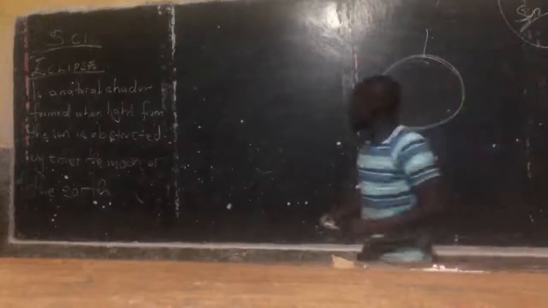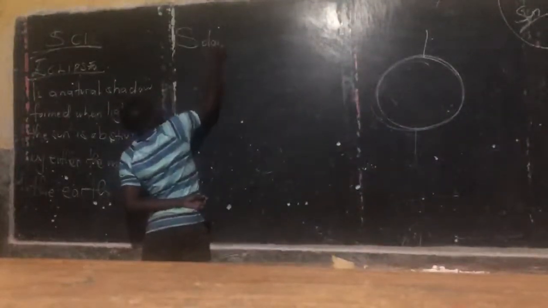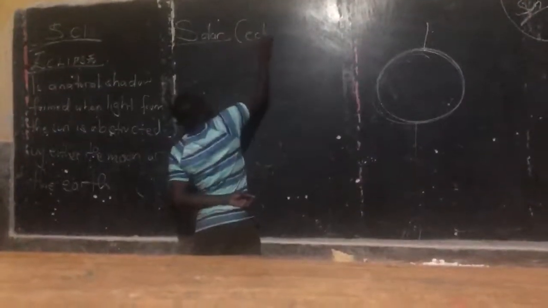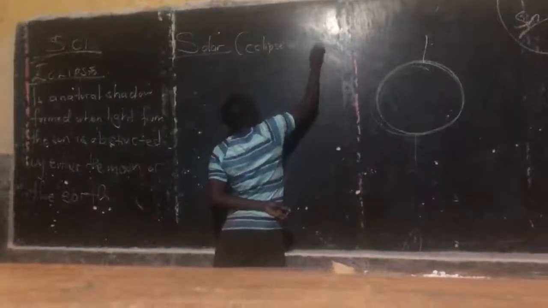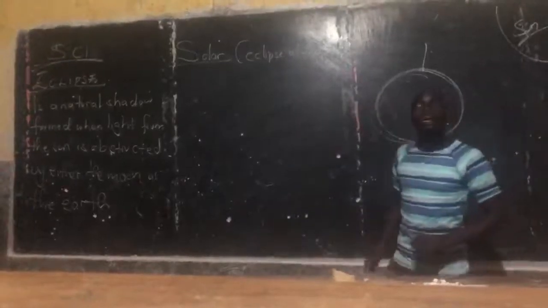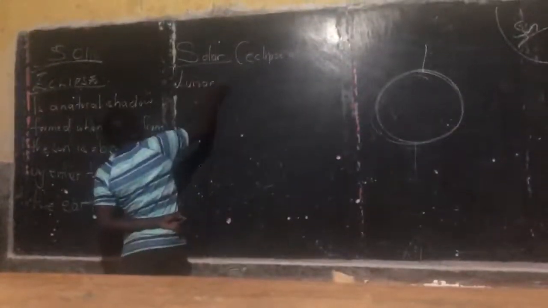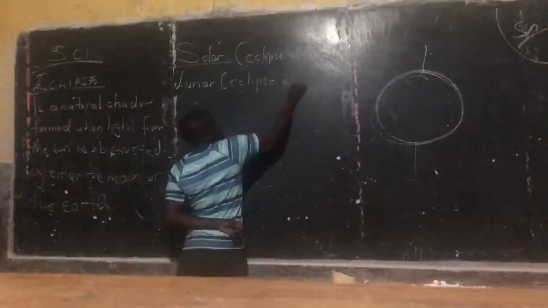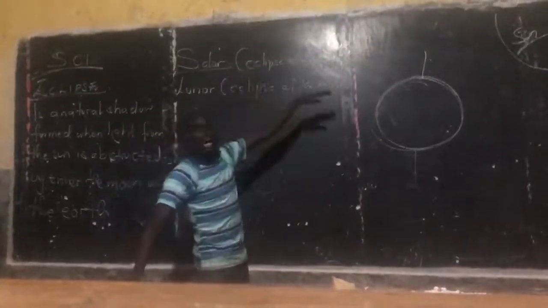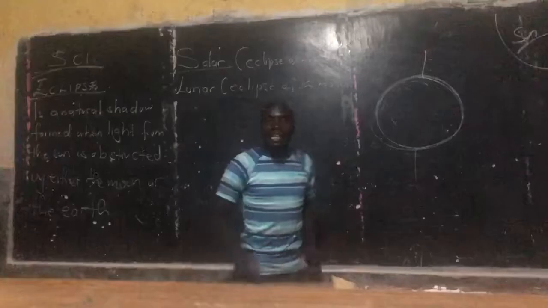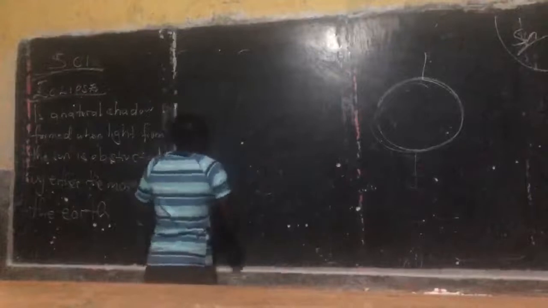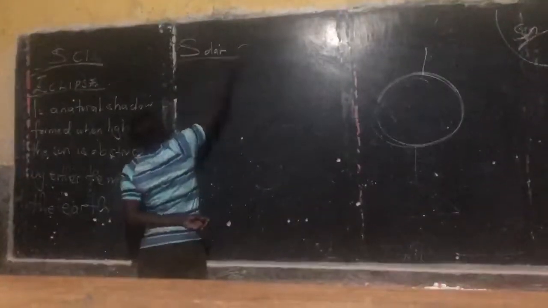There are two types of eclipse. We have the solar eclipse, the eclipse of the sun, and the lunar eclipse, the eclipse of the moon. So let's talk about the solar eclipse. What's the solar eclipse?